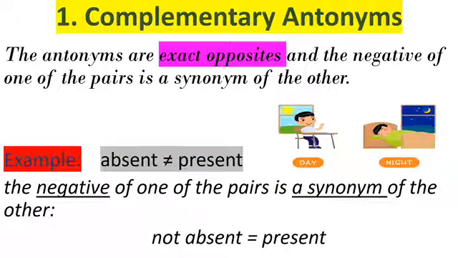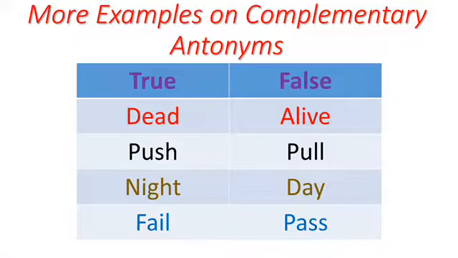The first type, the complementary antonyms. The antonyms are exact opposites. And when you add not to one of the antonyms, the words become synonyms. Like absent is opposite to present, not absent equals present. More examples: true, false, dead, alive, push, pull, night, day, fail, pass.